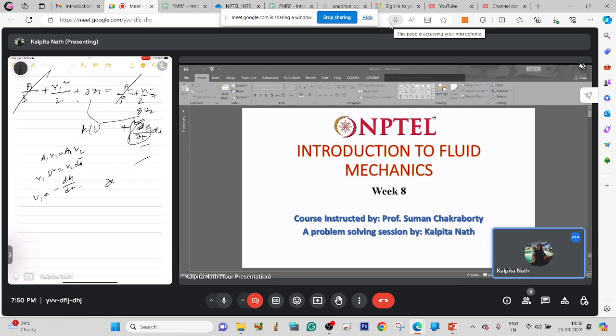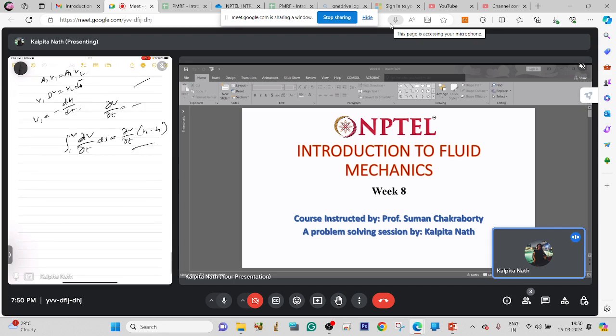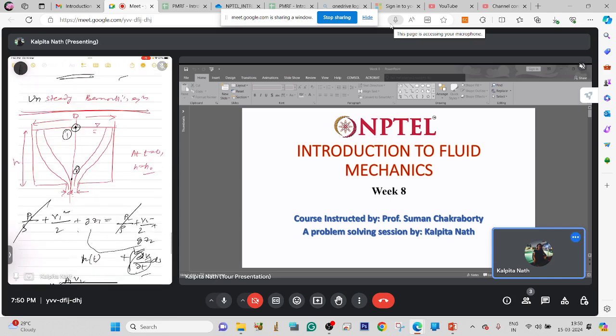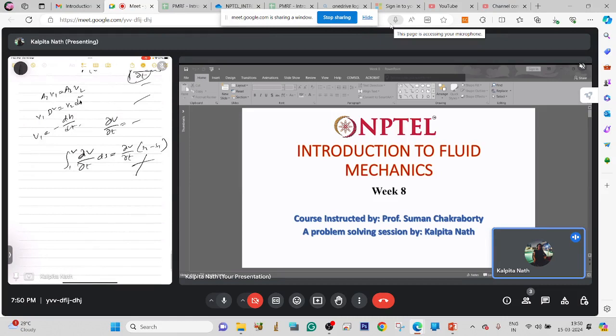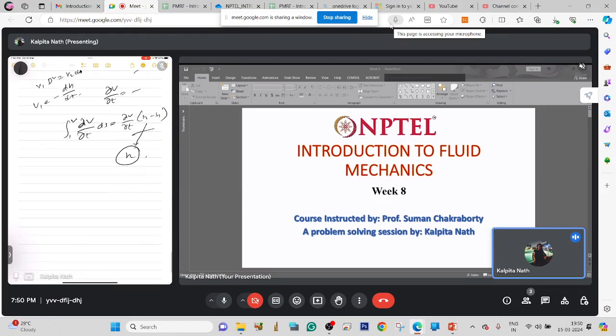So let's suppose dV/dt is equal to a constant. Then the integral from 1 to 2 of ∂V/∂t ds will be equal to ∂V/∂t times (S2 minus S1). If we consider a streamline between 2 and 1, then S2 minus S1 will be nearly equal to H. If we consider a streamline along the axis passing through 1 and 2, this ∂V/∂t cannot be constant, right?